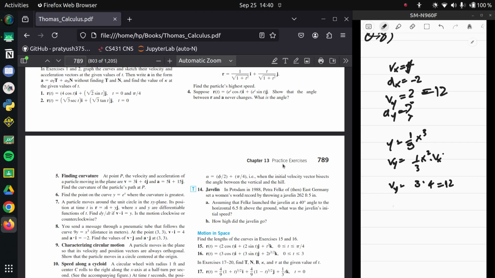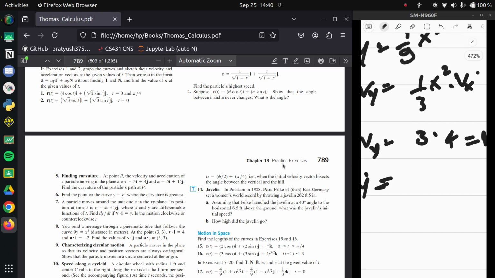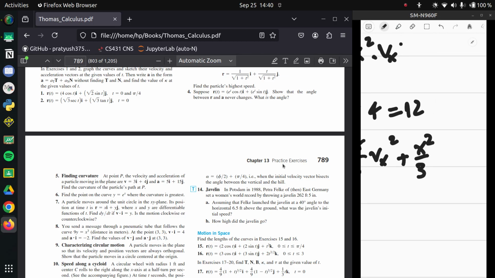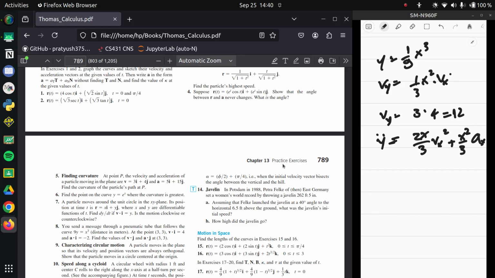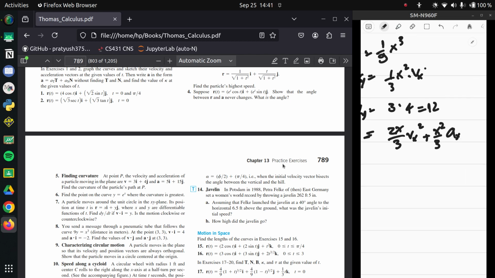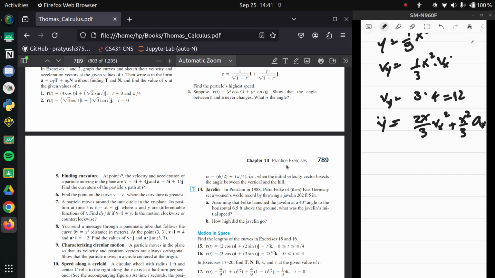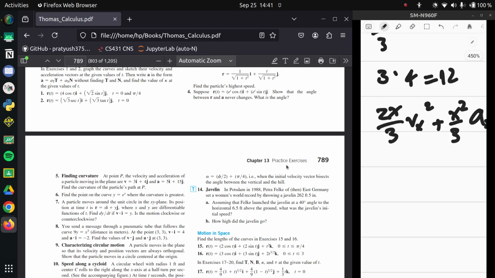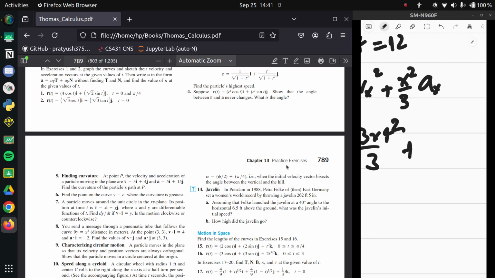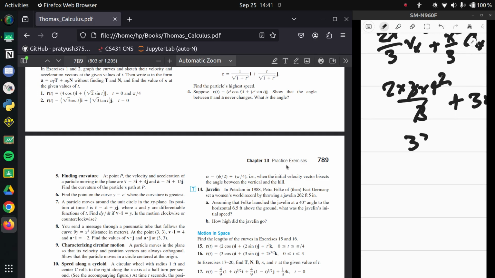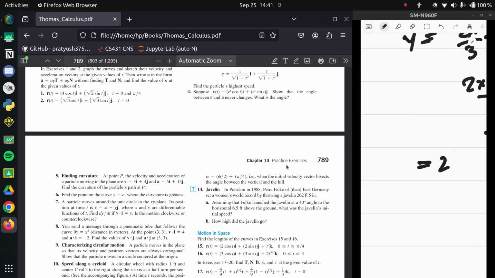So what is the acceleration? Your y double dot is 2x upon 3 times vx squared, plus x squared by 3 times ax. Yeah, it looks okay. We already have vy, it's just 12. Oh, you don't actually require that. So your vx is 4 and x is 3. So you have 2 times 3 times 4 squared upon 3, plus 3 times ax. What is ax? Ax is minus 2. So 2 times 16 is 32, minus 3 times 2 is 6, which is 22. 22 is the answer.